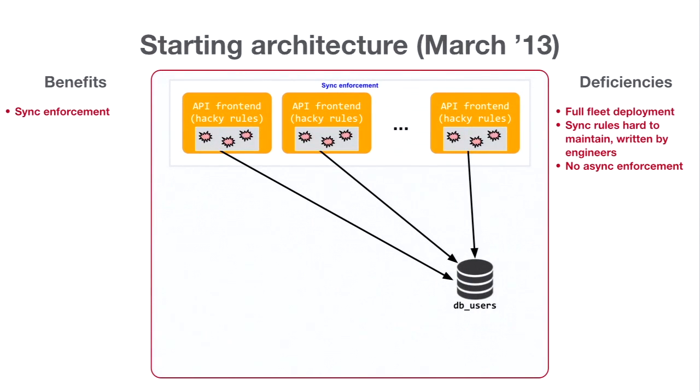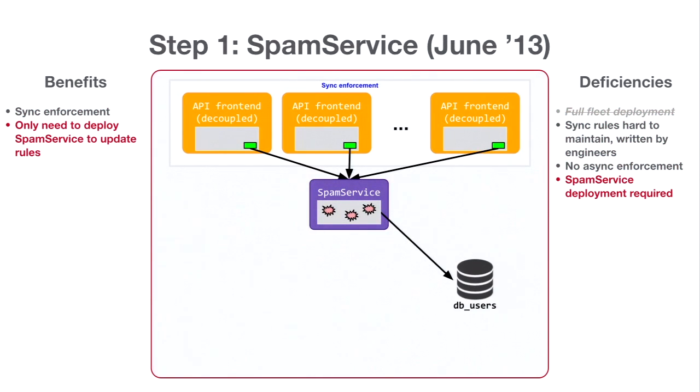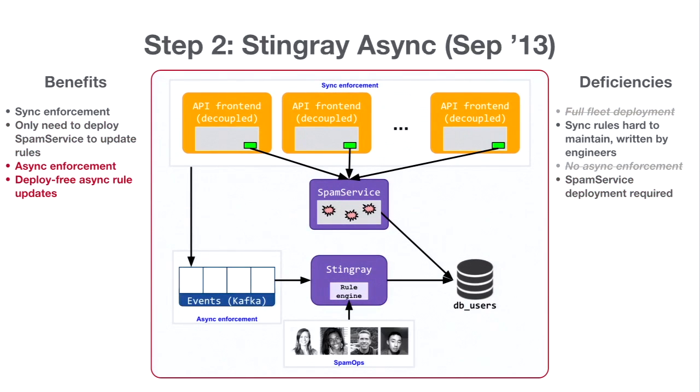So step one, we've got the problem that it requires a full fleet deployment to get this done. Synchronous rules are hard to maintain and written entirely by engineers, so there's a very expensive coordination process between analysts and engineers at this point. Plus, there's no asynchronous enforcement. So step one is to launch the SpamService, which has the nice benefit that we now no longer have rules strewn throughout the code that we're probably going to forget about. We have them all corralled into one place. It still requires relatively expensive coordination between analysts and engineering, but at least it's in one place. And when we do a deployment, we only need to deploy to our one service as opposed to trying to get everything everywhere deployed.